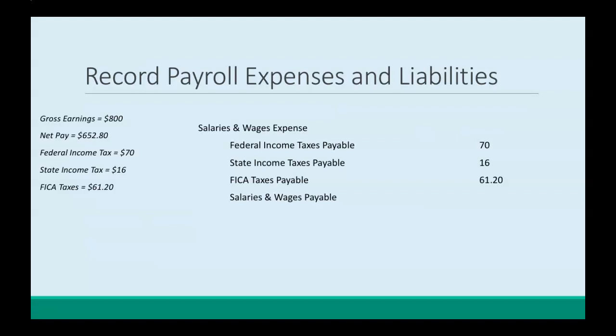So let's think about what should go there. Well, the payable amount is the amount that you will actually be paying your employee, right? So that's your net pay. So payable, pay. Your salaries and wages expense, that's your gross earnings. So expense and earnings both start with an E, so you can remember it that way. And you want to make sure that your credits all add up to your one debit. So that's how we record our payroll expenses.